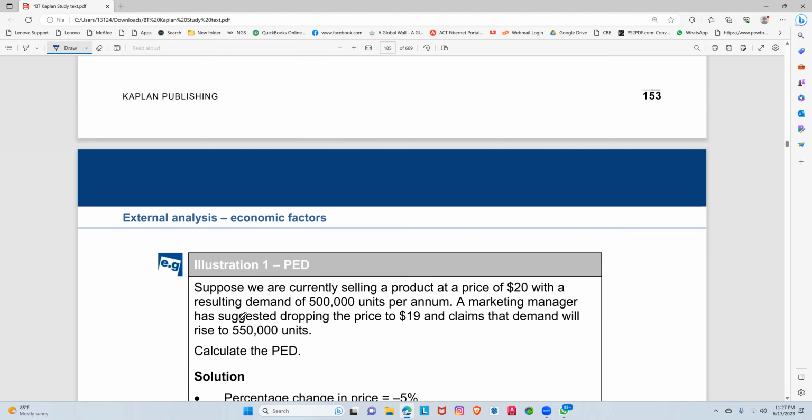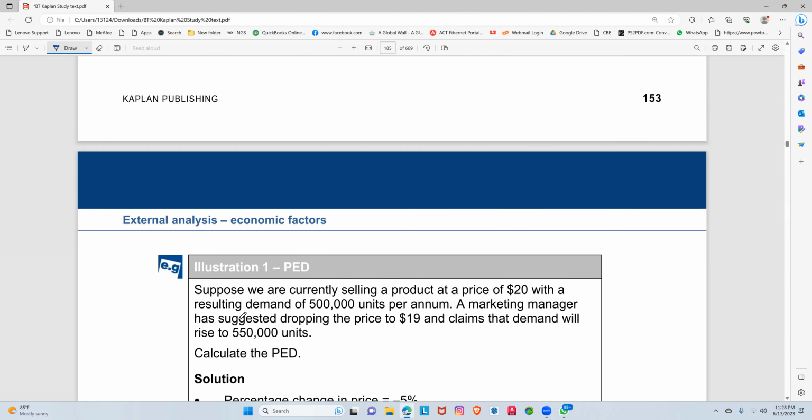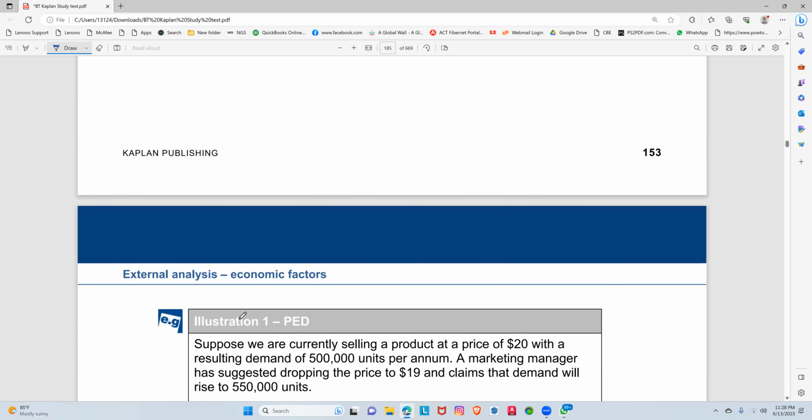Now we have this particular question in front of us. Suppose we are currently selling a product at a price of $20 with a resulting demand of 500,000 units per annum. A marketing manager has suggested dropping the price to $19 and claims that the demand will rise to 550,000. Okay. Can you guys answer this now? Take both into consideration. You have to use a calculator to answer this.